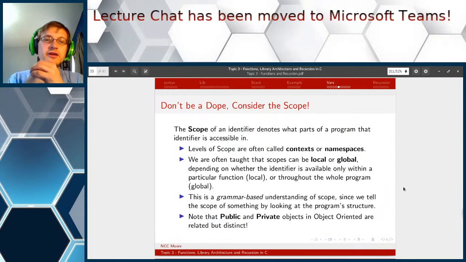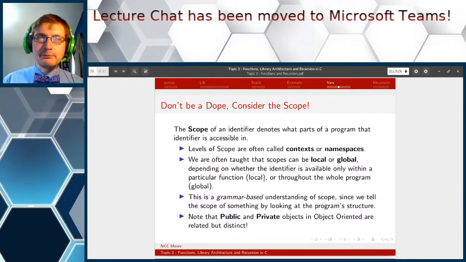We are often taught that scopes can be local or global, depending on whether the identifier is available only within a particular function or throughout the whole program. That's the difference between local and global. That's kind of the first year way to talk about scope, though. You guys are in second year now, so you need to level up your concept of what scope actually means. Because it's not just based on the grammar of the programming language. There's an actual reason for it.